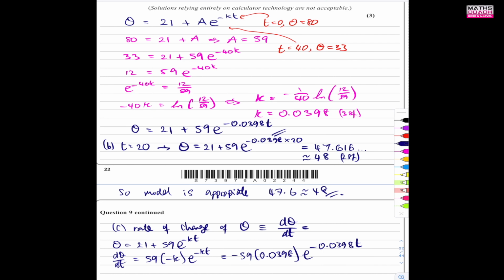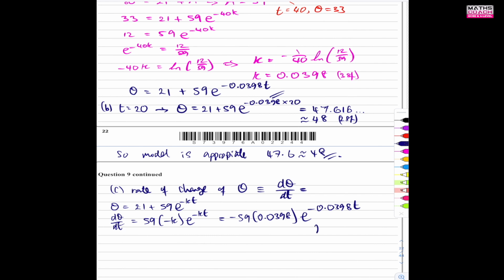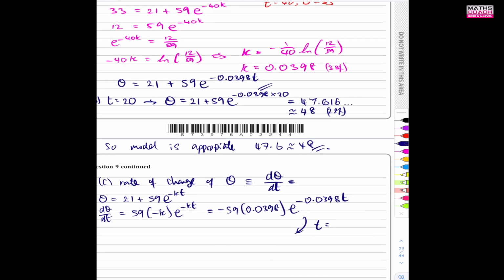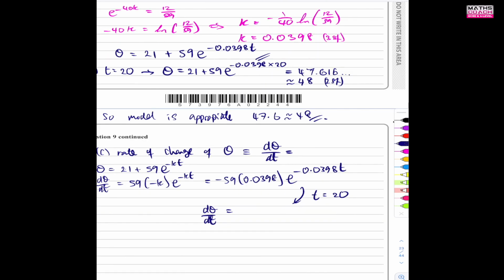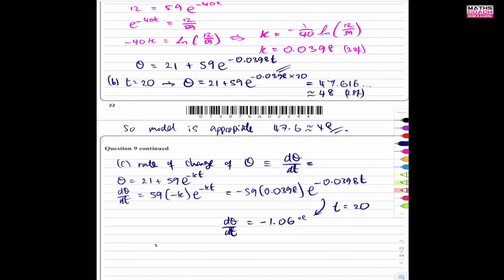And we want to find the rate of change when t is how many minutes? 20 minutes after cooling began. So substitute t as 20 into that. So d theta by dt equals, just substitute that into a calculator, we get a value of minus 1.06 degrees Celsius. So therefore it's decreasing at a rate of 1.06 degrees Celsius per minute.